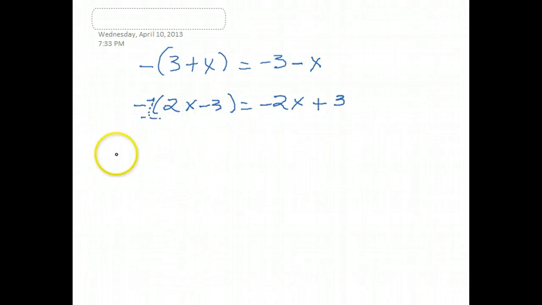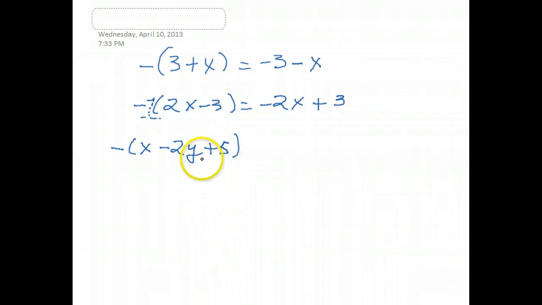All right? Let's look at one that's a little bit more involved. So I have minus x, minus in parentheses x, minus 2y plus 5. So the negative outside will affect the first one, will make it negative. A negative times a negative for the second one will be a positive, so that will become plus 2y. And negative times a plus 5 will become a negative 5. All right?